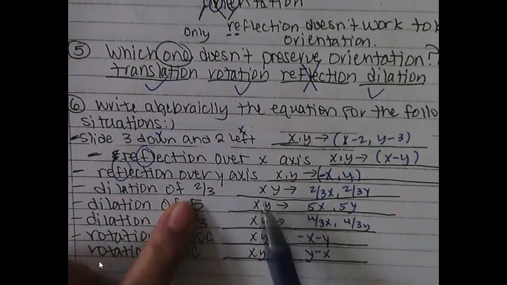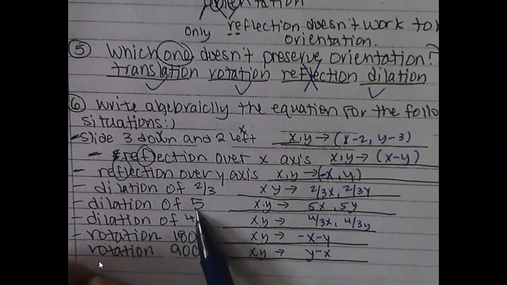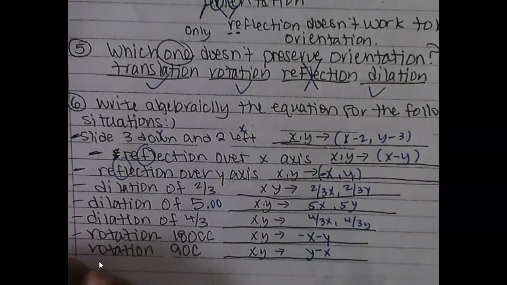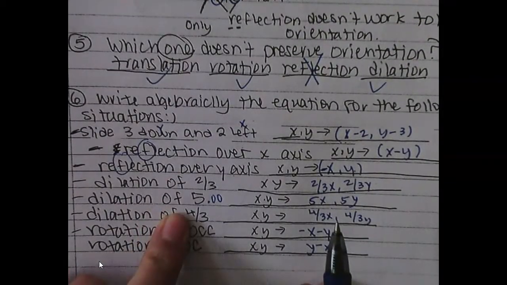Dilation of 2/3. How about x, y yields 2/3 x, 2/3 y? What about dilation of 5? And what does 5 mean? 5x, 5y. What about 4/3? 4/3 x, 4/3 y. Which one of these will make it bigger or smaller?